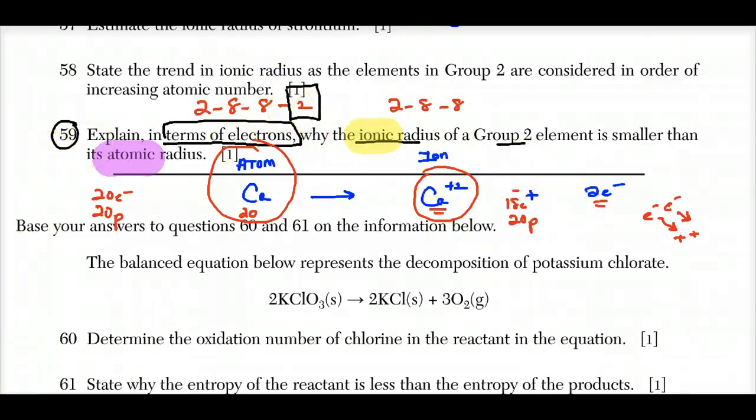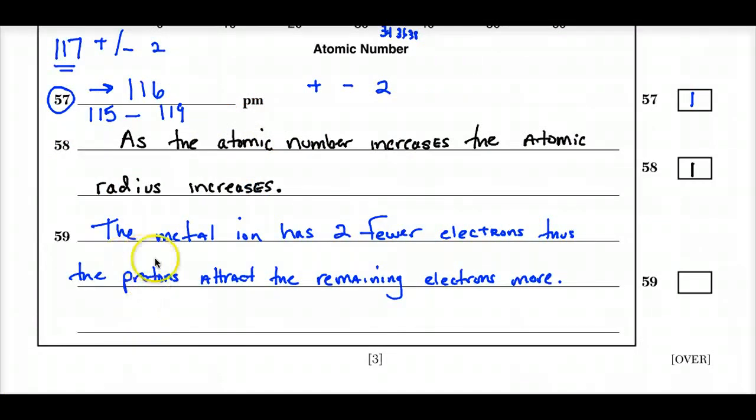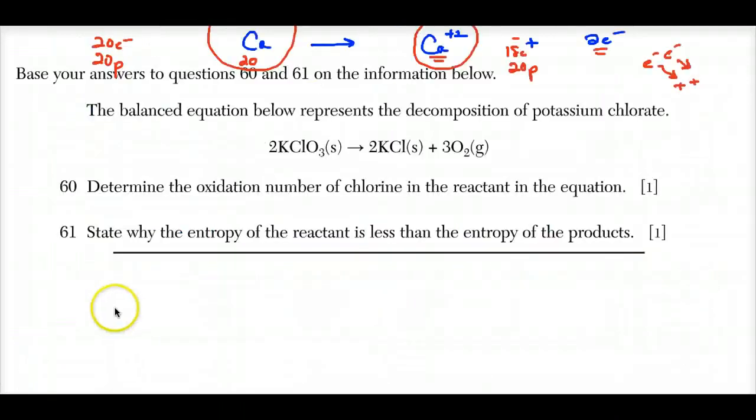Let's go to the answer booklet. So I said the metal ion has 2 fewer electrons, thus the protons attract the remaining electrons more. Many ways to say this. You could say that the group 2 ion lost its valence shell, its outermost shell, so the remaining electrons are now tucked in closer in the kernel part of the electron configuration. So many ways to say this, and that would get you your point. Number 60, determine the oxidation number of chlorine in the reactant in the equation. So my reactant side is clearly going to be this side.